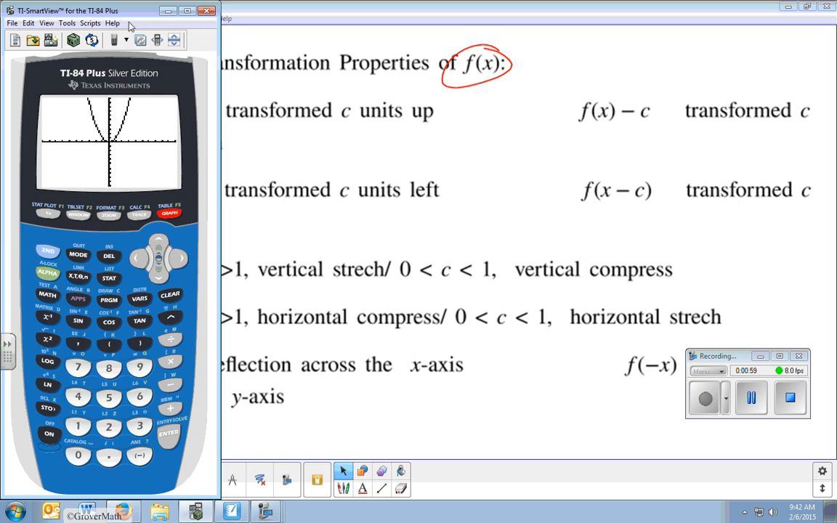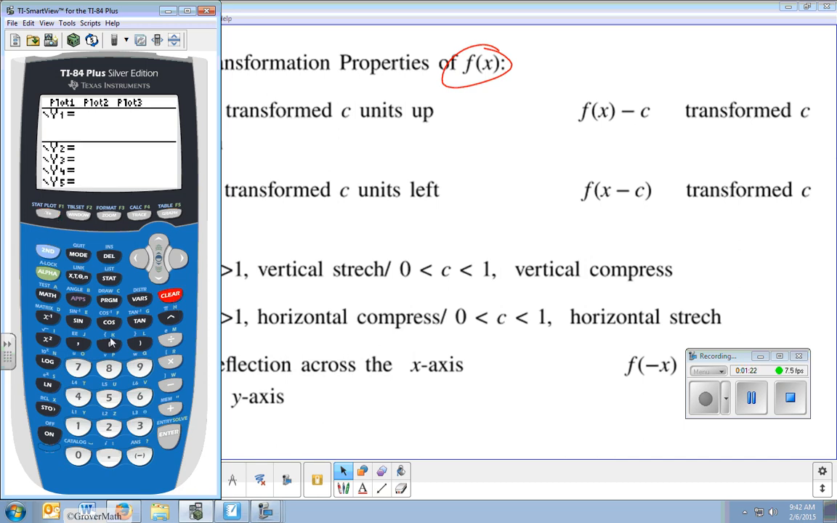And then a couple of transformations: if I were to take this and at the end of the x squared do plus 3 to it, that shifts the graph up 3. And we see it went from 0, 0 and moved up 3. And if I were to change that to a minus 3, then you can probably guess what's going to happen. It's going to be shifted down 3 from its starting point of 0, 0.